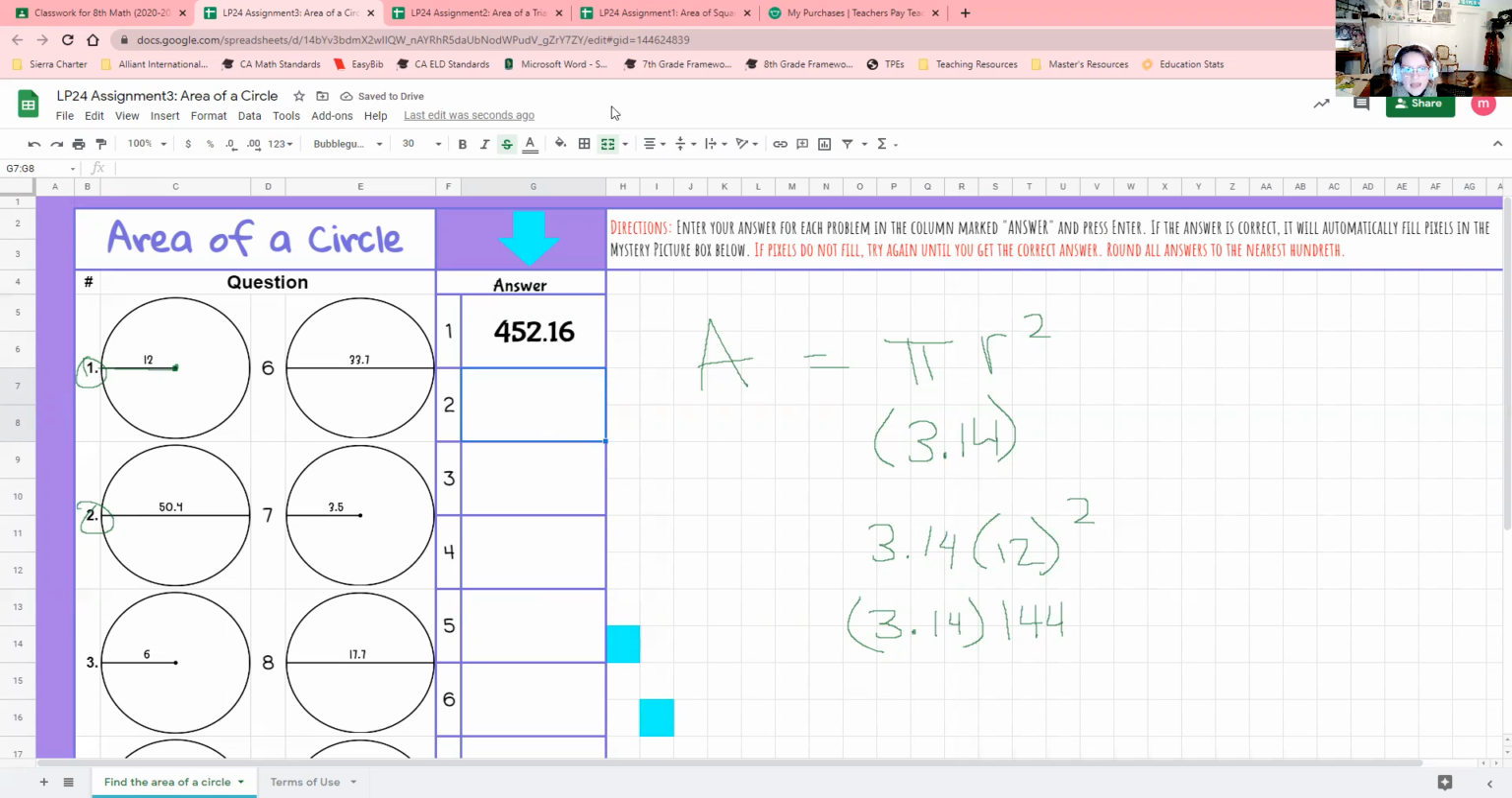There we go. Now, sometimes you're going to get, like on number 2, a circle with a line going all the way across. This is what we call the diameter, but we need to find out what half of that line is. So half of 50.4 is going to be 25.2. So we'll have 3.14 times 25.2 to the second power. So 25.2 times 25.2 times 3.14.